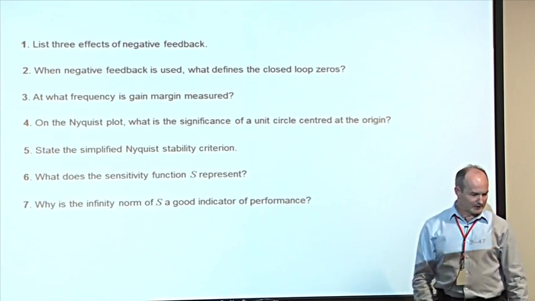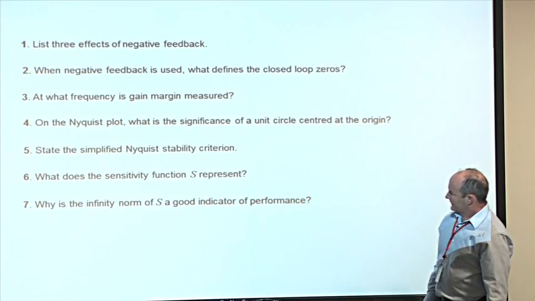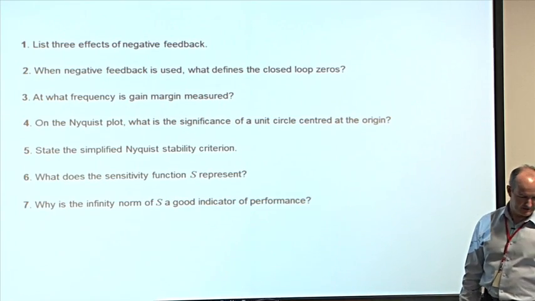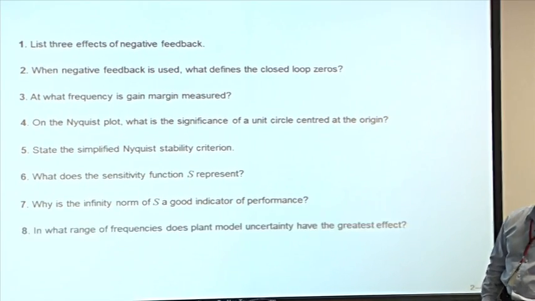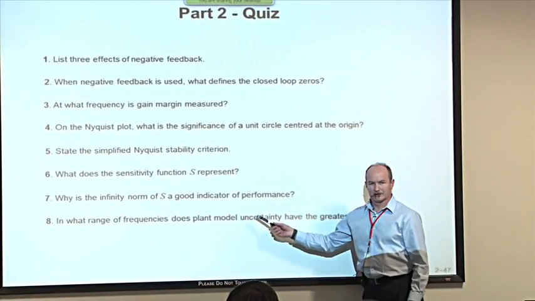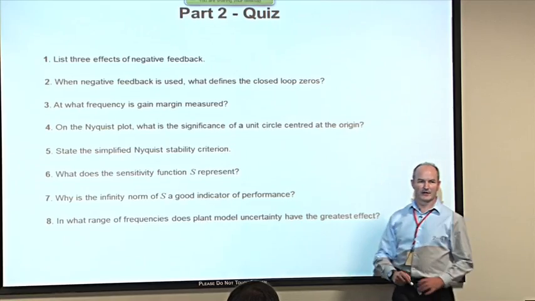I've just told you the answer to question 7. The infinity norm of S is a good indicator of performance because it's not dependent on frequency, and obviously I'd forgotten completely what question 7 was. In what range of frequencies does plant model uncertainty have the greatest effect?